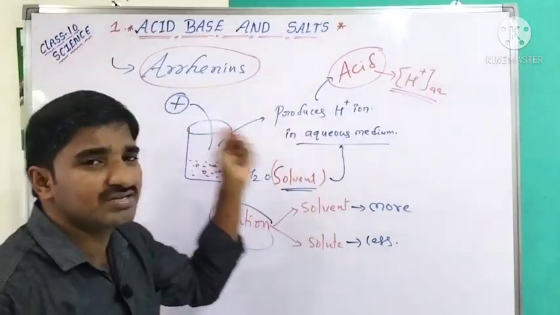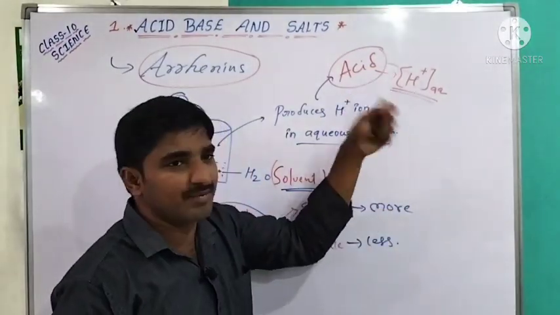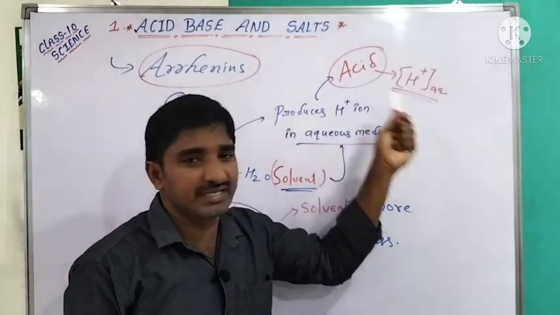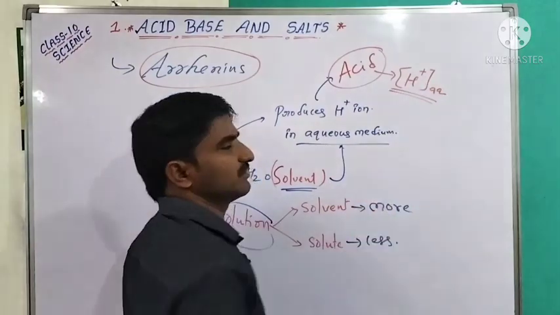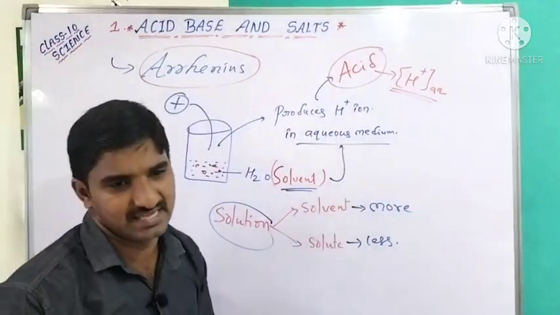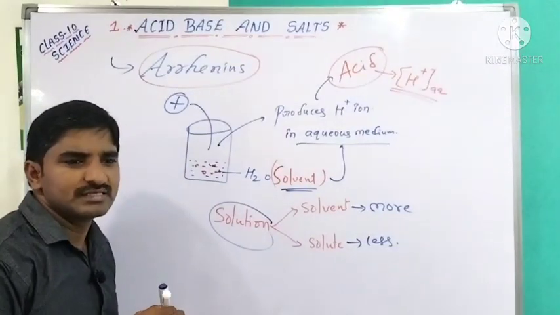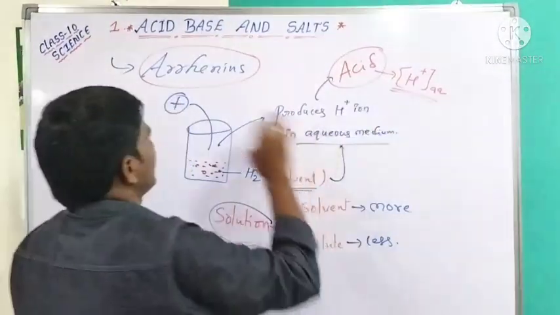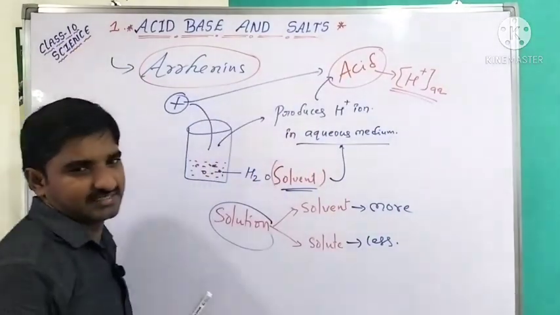But the scientist cannot say sour in taste, because you cannot taste every substance. So any substance that produces H plus ions is called an acid, that is what he is saying. Same concept. So finally X is called an acid.